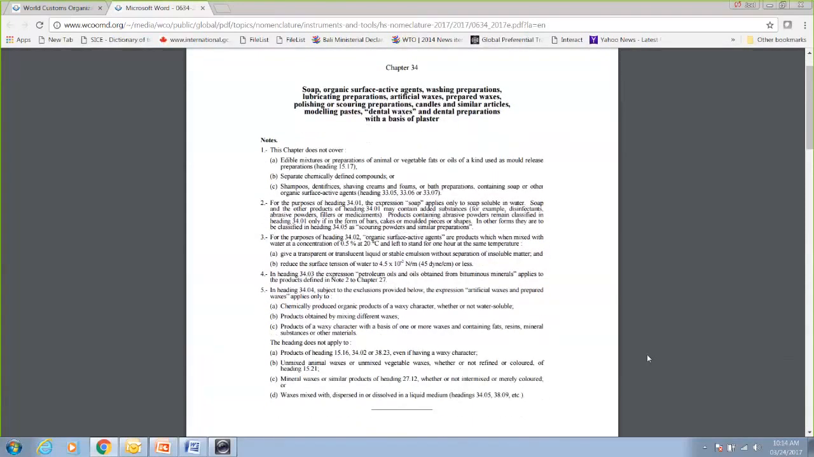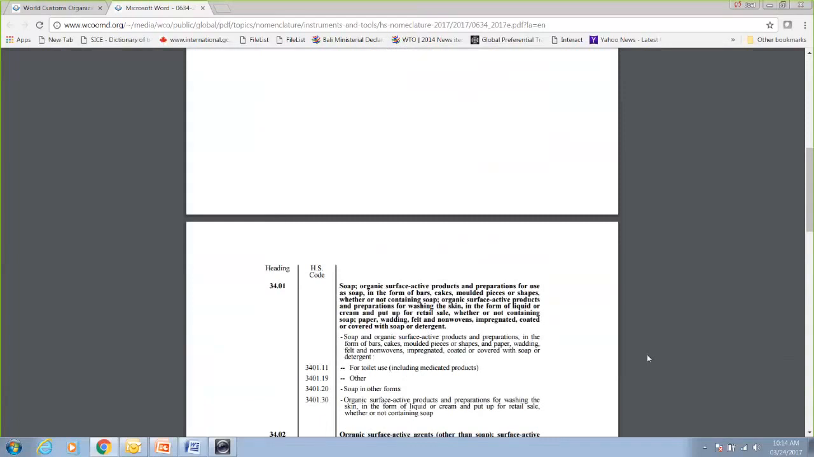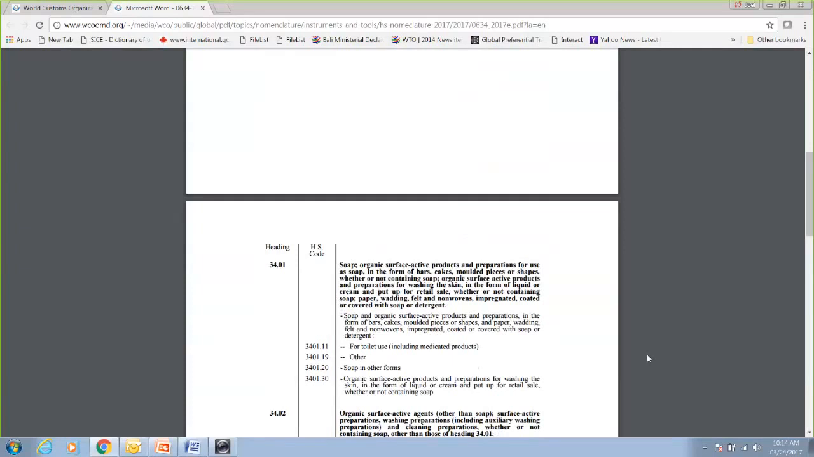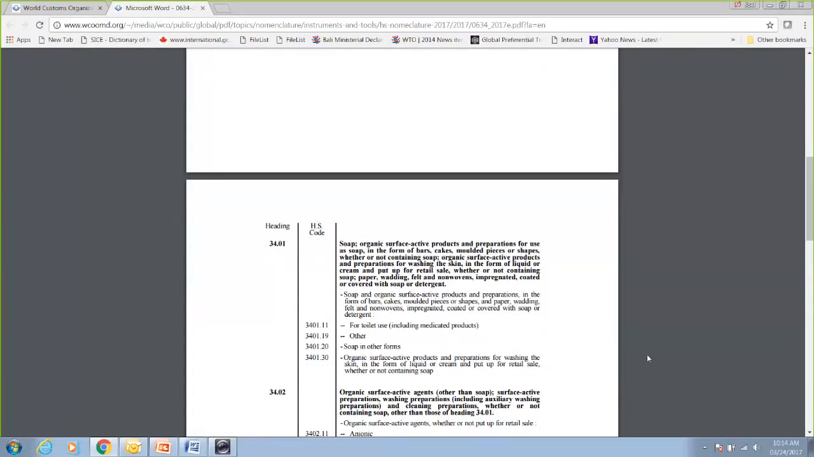There are a number of notes, and then under chapter 34, 3401, we have soap, organic surface, and you have soap. The heading 3401 is soap. You then have to determine what type of soap that I am involved with. Is it for toilet use, which would include medicated soap? That would be in 3401.11. And all other soap, which would be soap that you use for washing, for example, would be 3401.19. And then you have soap in other forms, 3401.20. So you notice then there are different categories of soap.